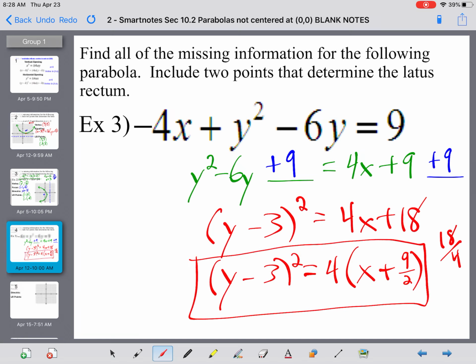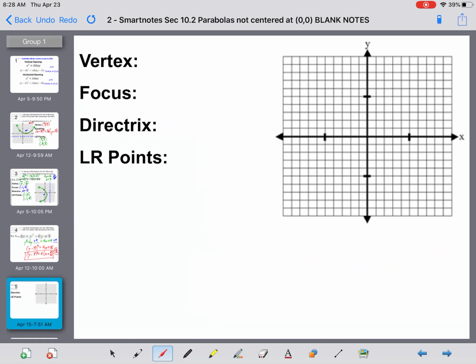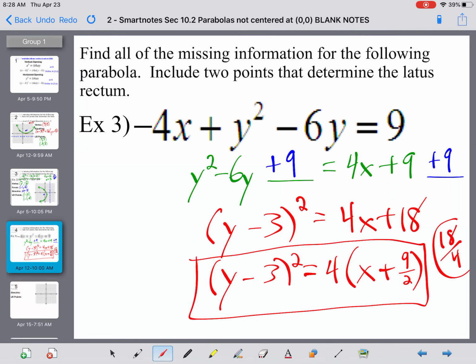Distribute that back in. Again, taking out a GCF, the easiest way to check it is to put that 4 back in. 4 times 9 halves is 18. That's how I know I got it. So that's how I know I factored that out correctly. All right? So there's the form. From there, I'm going to do the graph now, okay?